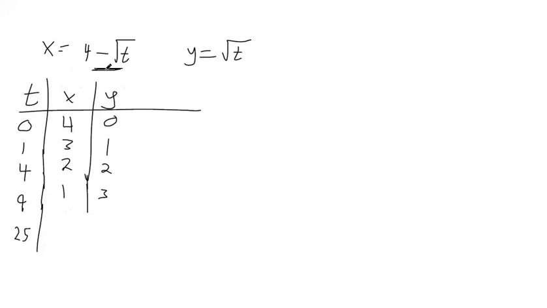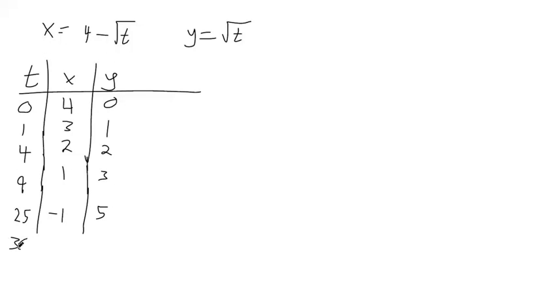And I did that because I know that eventually this is going to turn negative with this pattern. So you're going to get negative 1, and over here you're going to get 5. And if I plug in 36 for t, I'm going to get negative 2, because 4 minus 6 makes negative 2. And then over here I'm going to get 6.